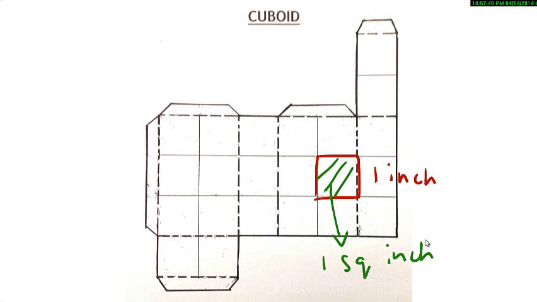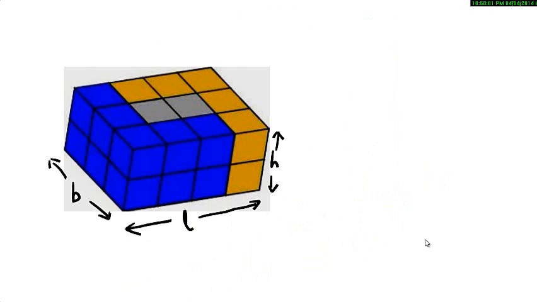Now cut along the edges of the net and fold along the dotted lines to make your own cuboid. Place your cuboid on your table. There are many ways of doing this. Suppose this is my cuboid after making it from the net. If I place the cuboid like this, then by counting the length of each small cube, I can find its length as 4 inches, its breadth as 3 inches and the height as 2 inches.